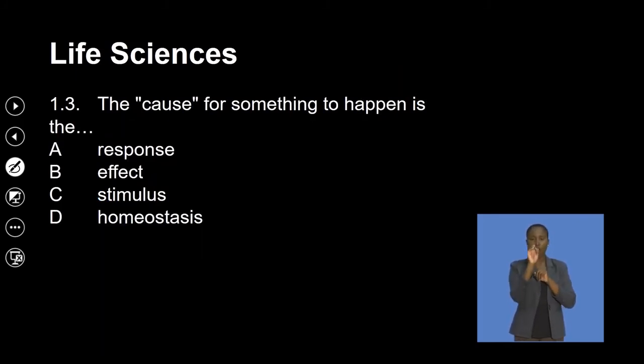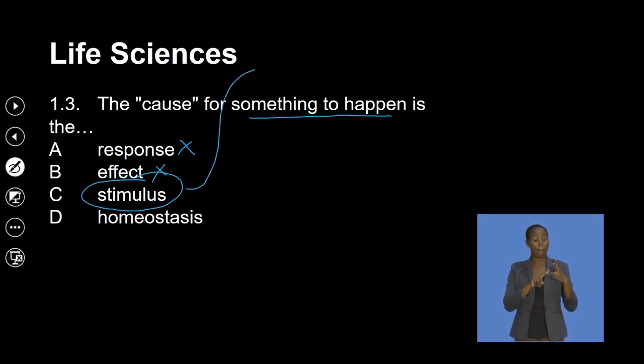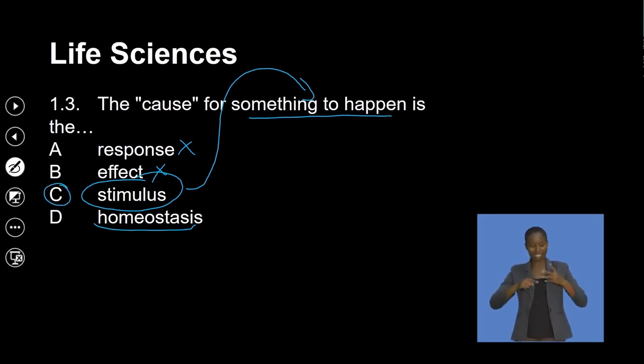The cause for something to happen is, is it the response? No, that's the change. The effect is the result. It's the stimulus, guys. So that is what causes something to happen. It's the stimulation, and that brings about homeostasis. So the correct answer here is C.